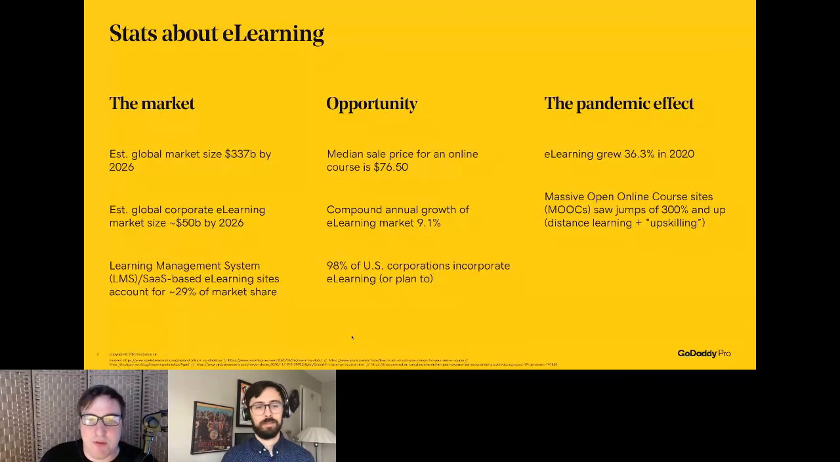And of course, the pandemic has had an effect on all industries. E-learning was one that really saw an interesting change during the pandemic. E-learning grew 36.3% last year, which is a very accelerated amount of growth compared to how it was growing before. The massive open online course sites saw enormous jumps.